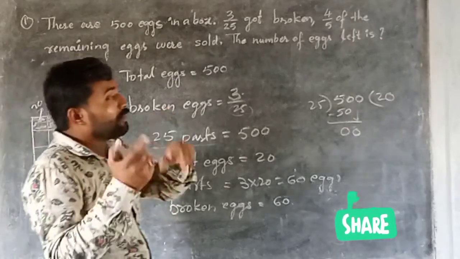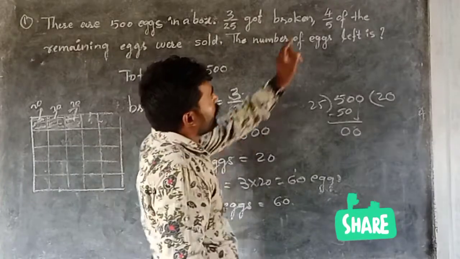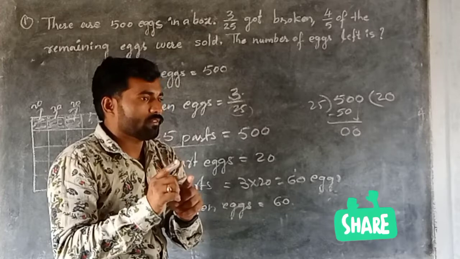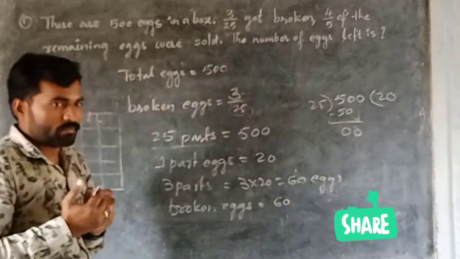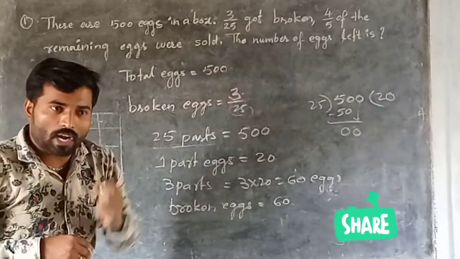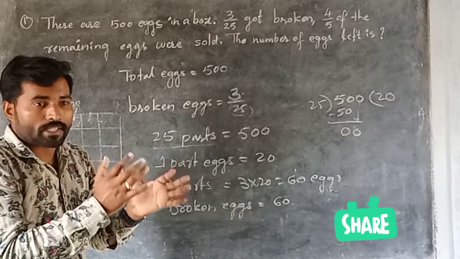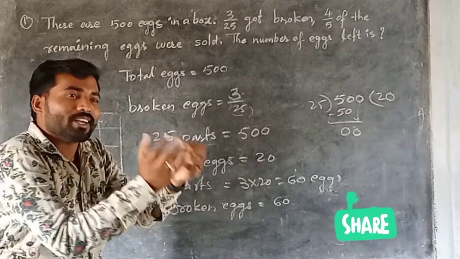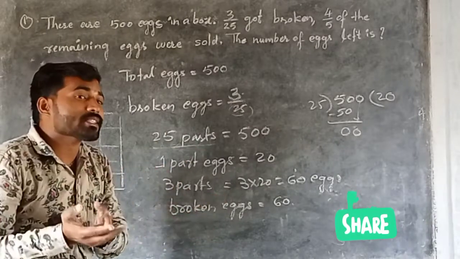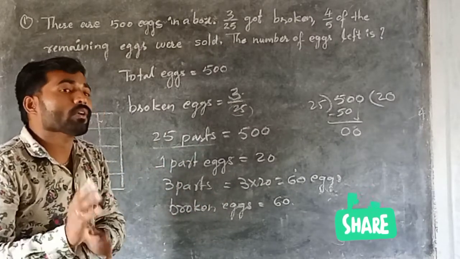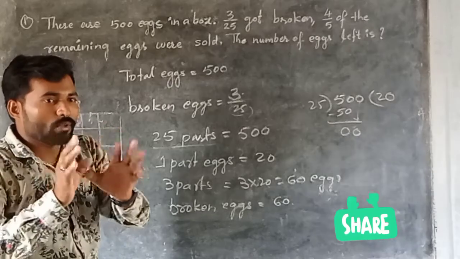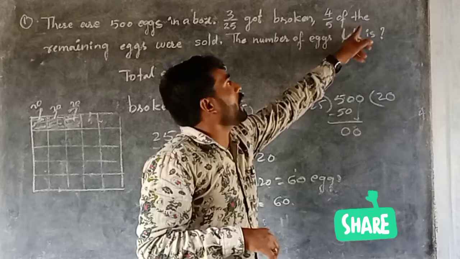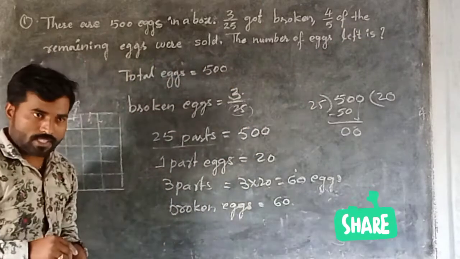Yes or no? Now what is he saying? Now you have 440 x only. First, when you purchase it in the shop, then you have 500 x with you. But when you came to home, then 60 x were broken. That means how many x do you have? 440 x only. Now what is he saying? 4 by 5 of the remaining x.